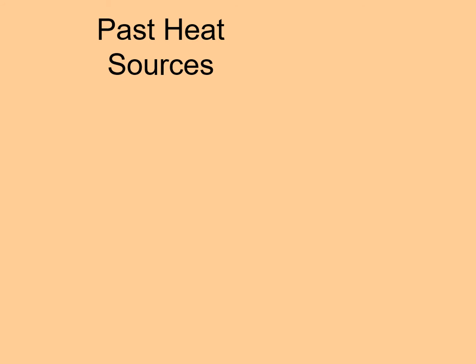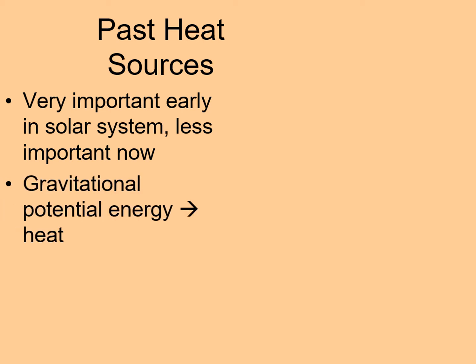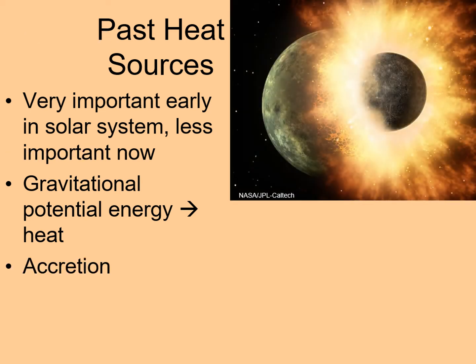I'd like to start by looking at the heat sources that were important in the distant past. These came as a direct result of the way planets formed, and they were most important in the first billion years or less of solar system history. Both of these heat sources rely on the same basic energy transfer, converting gravitational energy into thermal energy. In other words, something falls, and the energy released turns into heat. The first of these heat sources is accretion. We learned about accretion in the last chapter.